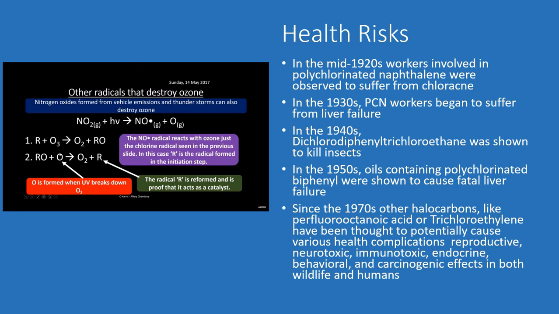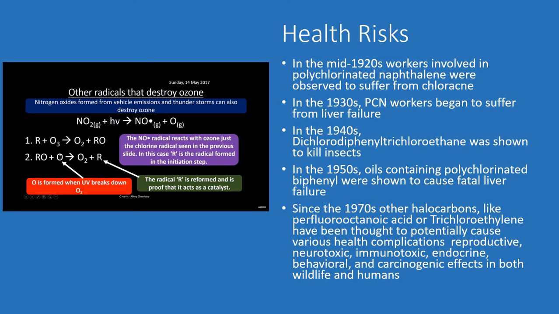Nitrogen oxides formed from vehicle emissions, and also thunderstorms, can destroy ozone. For example, nitrogen oxide will react with ultraviolet light, and then you get an NO free radical plus oxygen. In this case, we're going to use R as the radical formed in the initiation step. If that confuses you, I'm not surprised. So nitrogen oxide plus UV light gives you NO free radical plus oxygen.